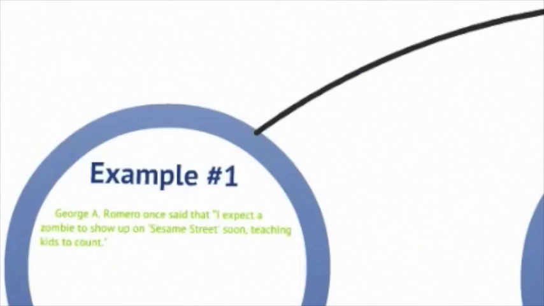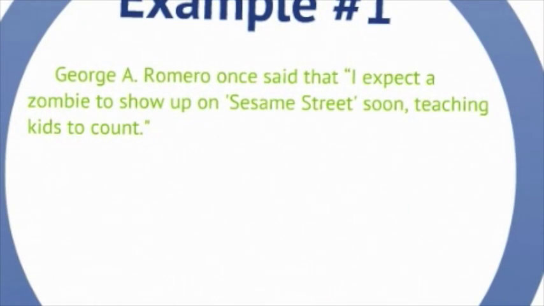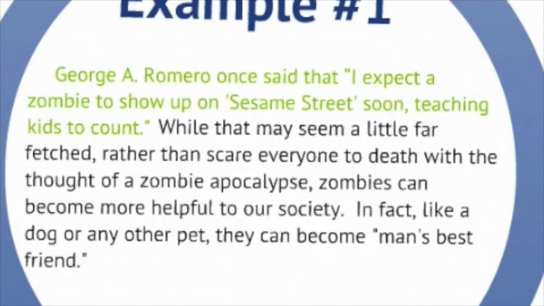Let's look at some examples. Let's go back to our quote example. Here's the quote. I could narrow the focus by adding something like this. While that may seem a little far-fetched, rather than scare everyone to death with the thought of a zombie apocalypse, zombies can become more helpful to our society. In fact, like a dog or any other pet, they can become man's best friend. So that information helps narrow it, and gets closer to being ready to actually state the thesis statement.